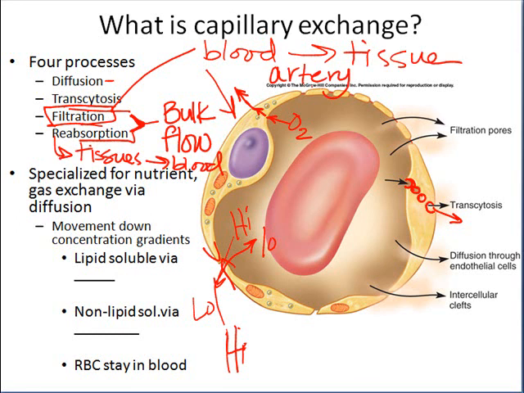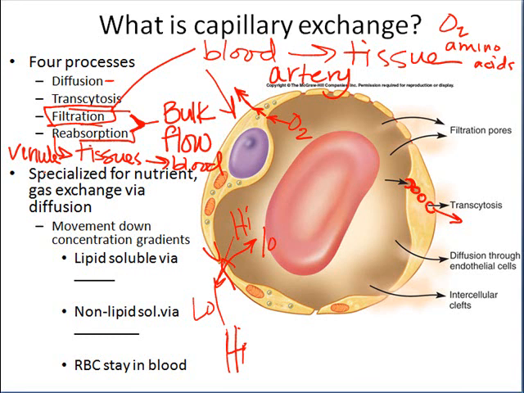And this is how we deliver things like oxygen, amino acids, vitamins, nutrients, etc. to the tissues. On the venule end of the capillary bed is where reabsorption would occur. And this is where we get the tissues to deliver to the blood carbon dioxide and other metabolic waste products that we want to clear from the tissues in that area.